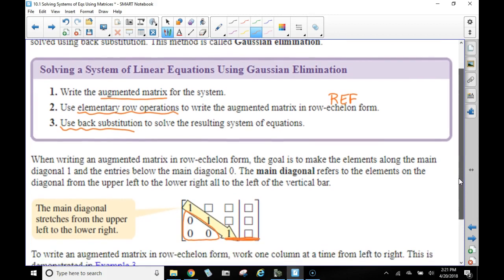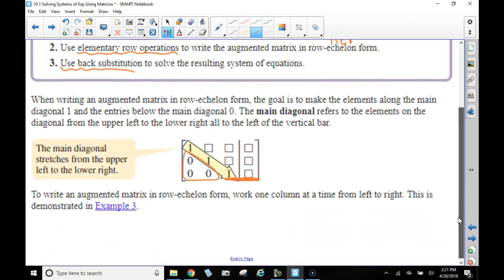Now, it says when writing an augmented matrix in row echelon form, the goal is to make the elements along the main diagonal, highlighted in yellow here, be 1. See how it's diagonal? That's called the main diagonal. And then everything else below that, to the lower left, you want those to be zeros. Basically, that's what it looks like for something to be in row echelon form.